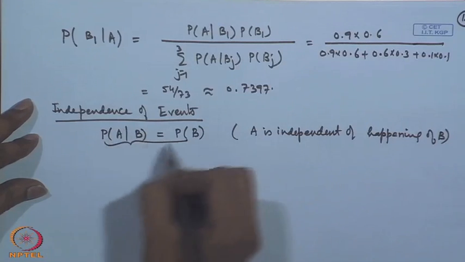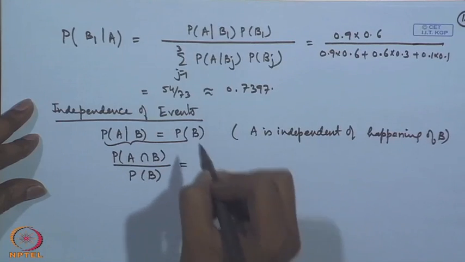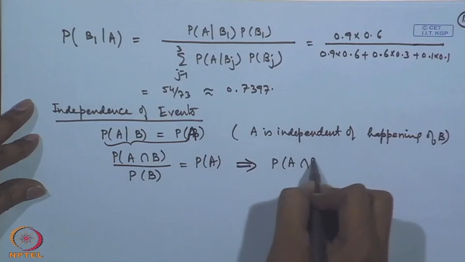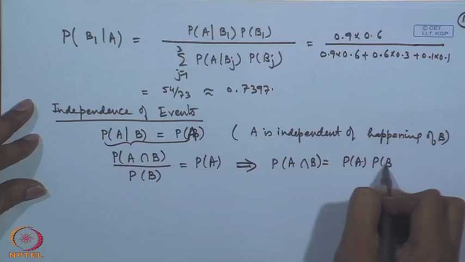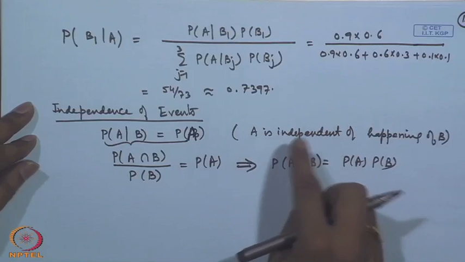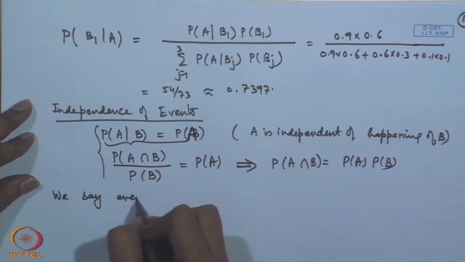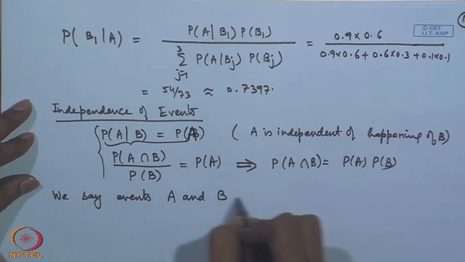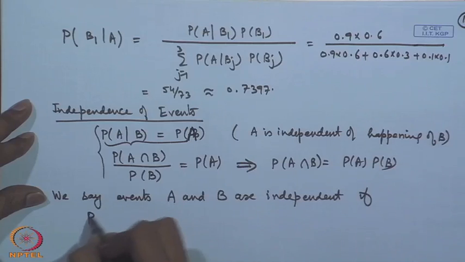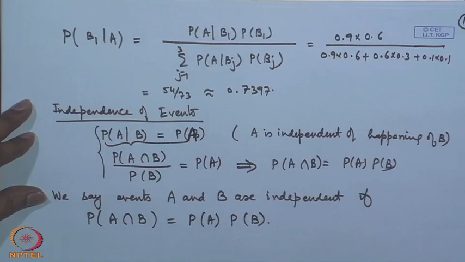However, if we write it in an elaborate fashion, what does it mean? It means probability of A intersection B divided by probability of B, sorry, this is probability of A here, is equal to probability of A. So, this means probability of A intersection B is equal to probability of A into probability of B. Now, this definition is more symmetric, because if we say A is independent of B, we should also say that B is independent of A. So, we define then, we say events A and B are independent if probability of A intersection B is equal to probability of A into probability of B.